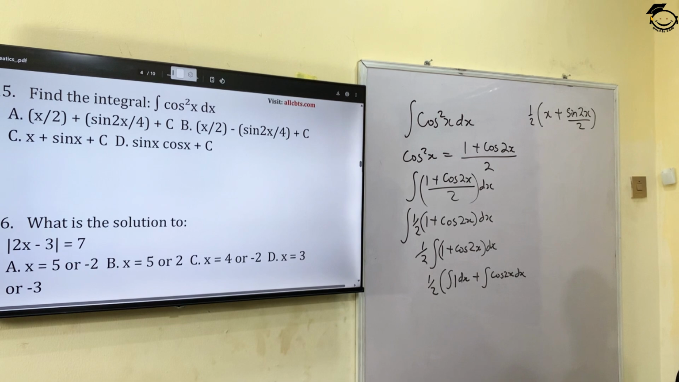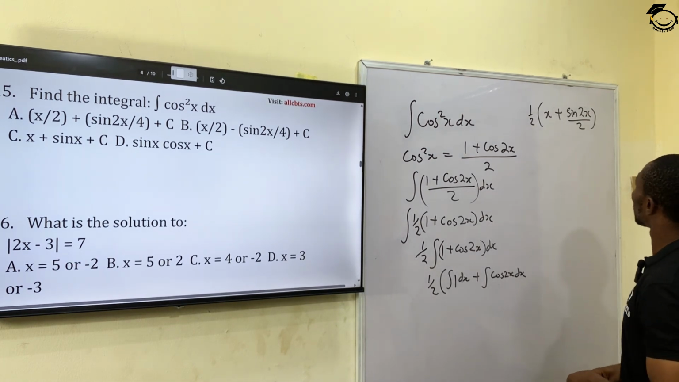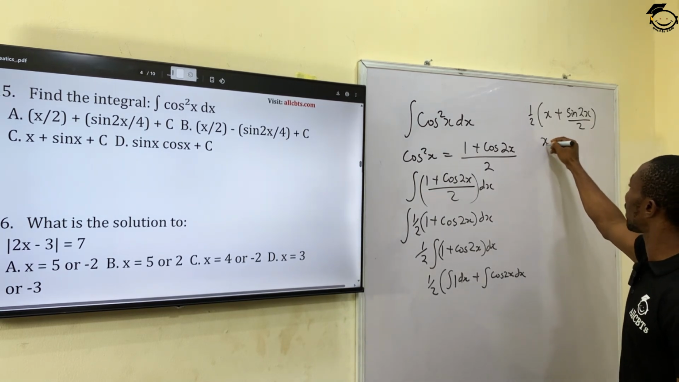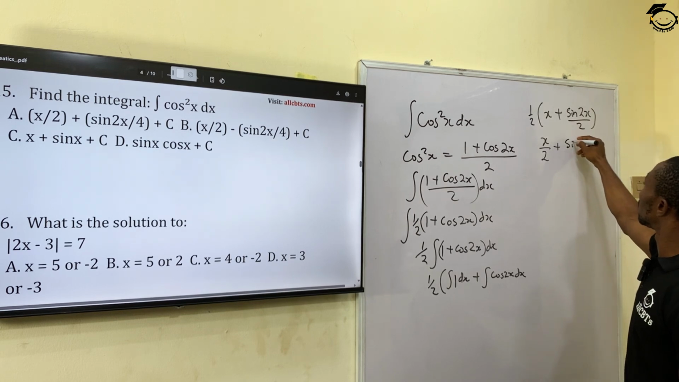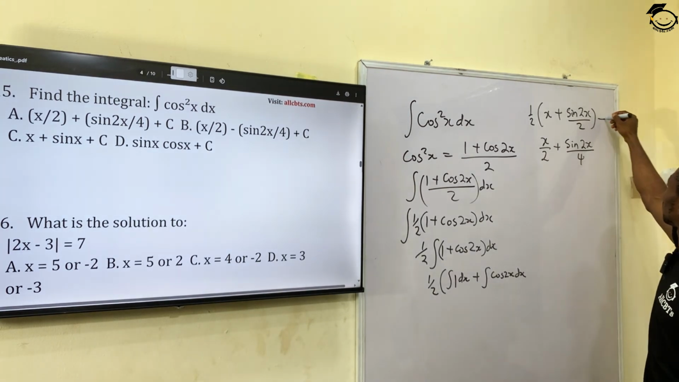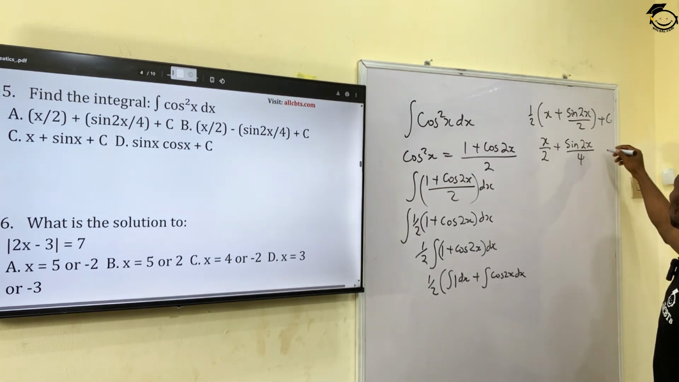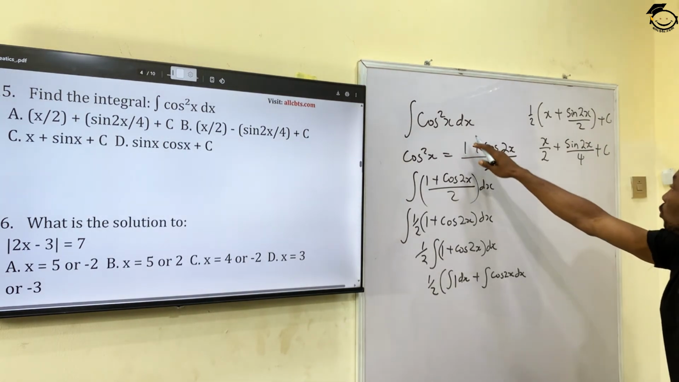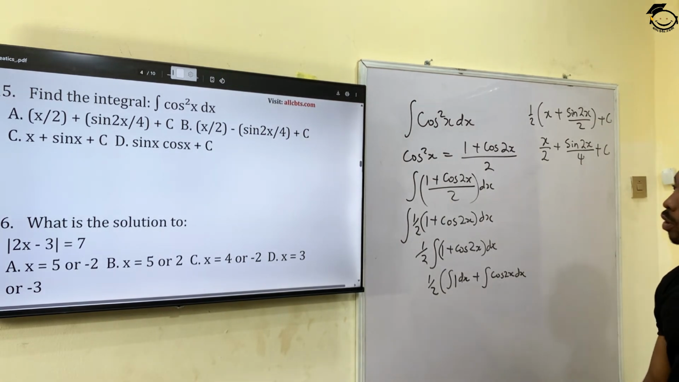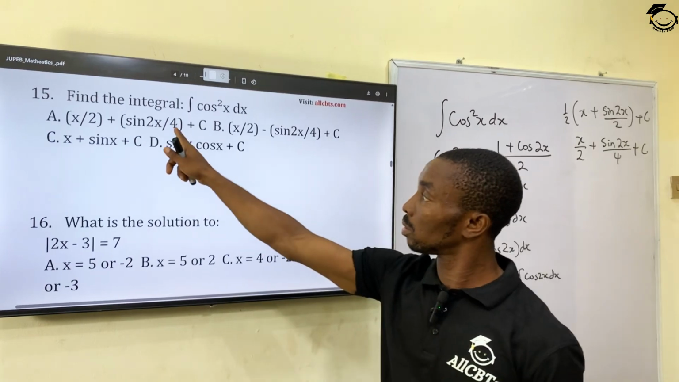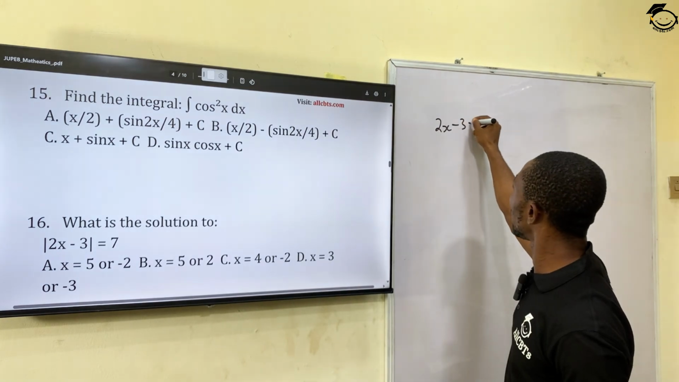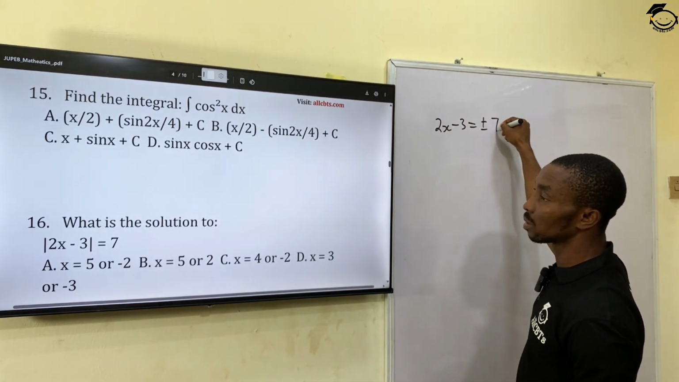Okay, we're having it as x plus half times x plus sine 2x over 2. So now, multiplying through, we have this as x over 2 plus sine 2x over 4. Now remember, in integration we are adding our constant, okay? So this will become plus c. So the integration of this will become x over 2 plus sine 2x over 4 plus c, which is our option A.